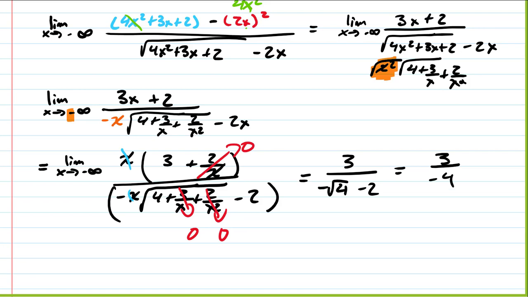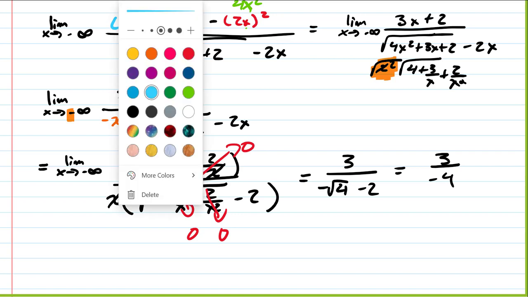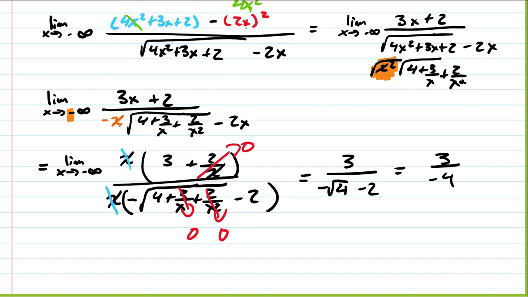So I need to clarify one thing. I was writing my parentheses down, and I put it in the wrong place. That would cause a problem, right? Because the square root of x squared is negative x, and then I factored the x out of those terms. So let me fix that. I factored the x out here, so the negative sign stayed here, and the x went out here. So I had that written down in the wrong order. Minus sign in the wrong place causes problems.